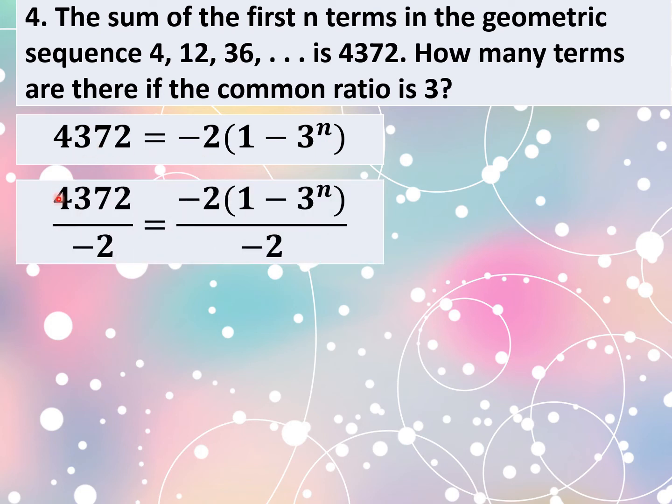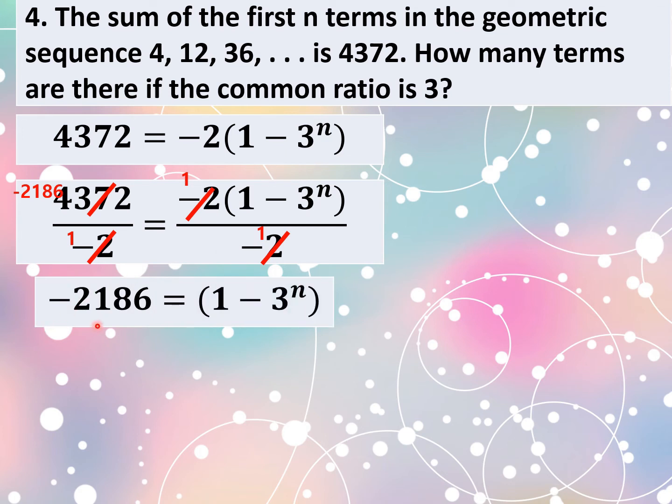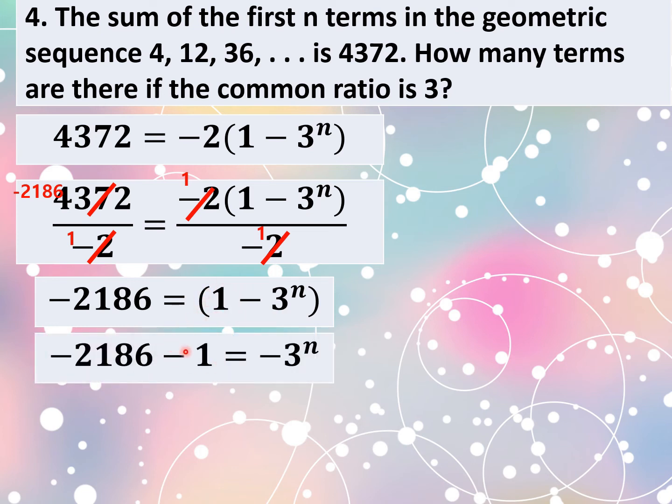So, 4,372 divided by negative 2, that will be equal to negative 2,186. And dito sa right side, makakancel na natin both yung negative 2, that will be equal to 1. And then we have now negative 2,186 equals 1 minus 3 raised to n. So, yung next step, i-transpose na natin yung 1 sa left side. So, that will be equal to negative 1. Then, negative 2,186 minus 1 is equal to negative 2,187 equals negative 3 raised to n.